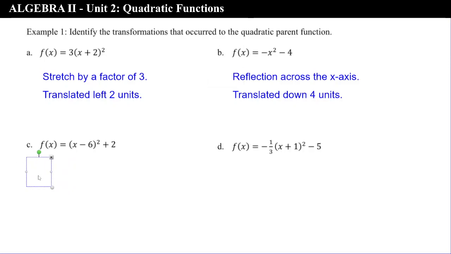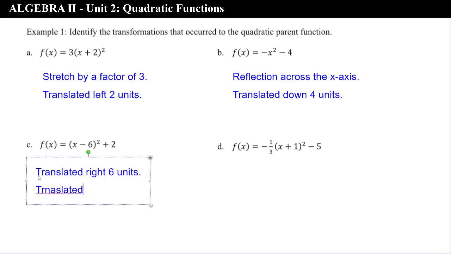For part C, we have a minus 6 inside the parentheses with the x, so that's a translation. And we are translated down. Well, are we translated down? We're actually translated left or right when we're inside. And since it appears negative, we're translated right 6 units. Because remember, what we're actually looking at is x minus positive 6. So h itself is positive, which means it's translated right. Now the 2 on the outside, since we have a plus 2, that's a translation up by 2 units.